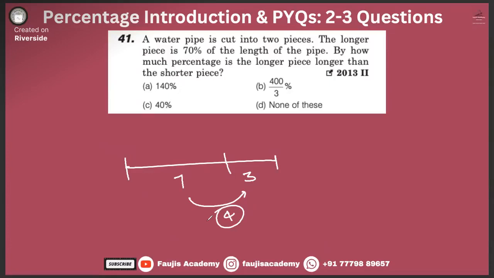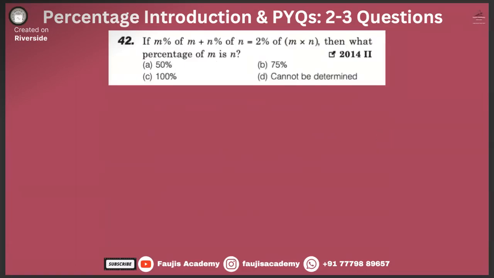How much longer, sir? Okay, sir. Got it? Yes, sir. That is why we have over here 4 by 3. That is why we have 4 by 3 into 100. It's nothing but 400 by 3 percentage. These are all traps, small traps. M% of M plus N% of N is equal to 2% of M and N.